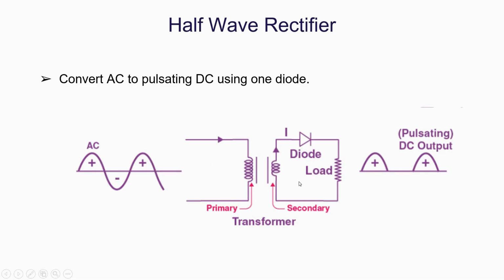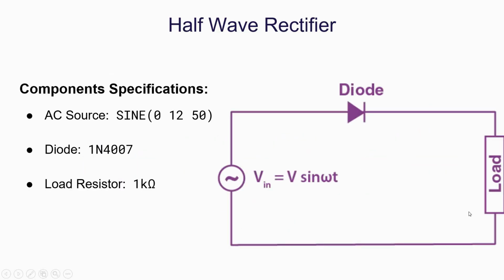We can simplify the circuit even more by taking the secondary side alone. Instead of the secondary winding, we can connect an AC voltage source and perform the simulation. Let us see that circuit. So this is the circuit. Instead of the secondary winding, we have connected a voltage source, a diode and a load resistor.